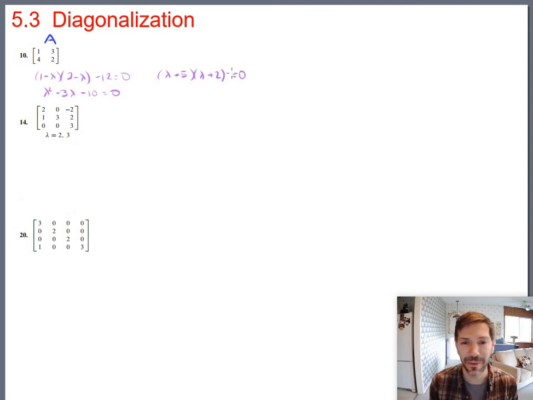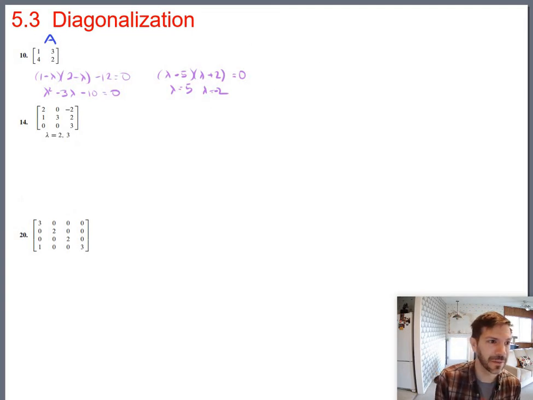If you're not a factoring whiz, of course, as a math teacher, I should be telling you to review your factoring. So review your factoring, but that's not the point here. Feel free to use the quadratic formula, or a quadratic formula program that you have in your calculator, or graphing it and looking at the zeros, whatever. Some way, solve the characteristic equation and find out that the eigenvalues are 5 and negative 2.